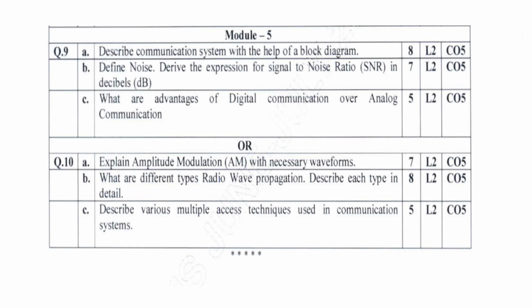Next, Module 5: describe communication system with the help of a block diagram, define noise, derive the expression for SNR. So communication system with a block diagram you will be explaining, then what is noise and what are all the advantages of digital communication over analog communication, and our choice will be amplitude modulation with waveforms you will be explaining, and the types of radio wave propagation, and each of the types you will be determining in detail, and you will be determining multiple access techniques used in communication system.